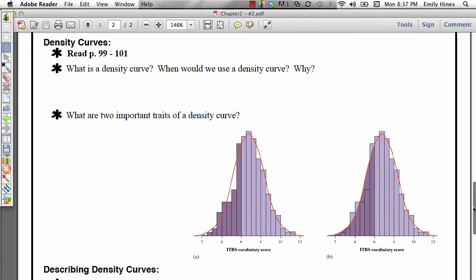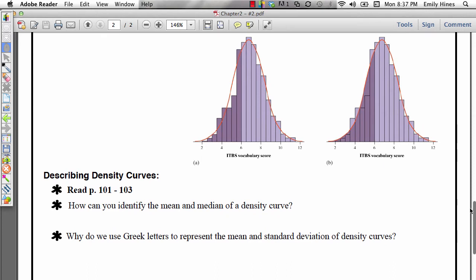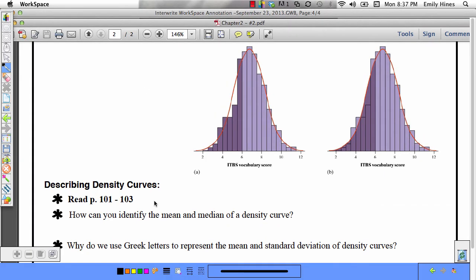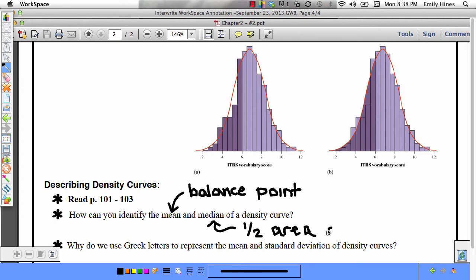So let's talk about how we describe density curves. The way to identify the mean and the median of a density curve is to look for very specific points. The mean is what we call the balance point. And we talked about this a little bit in the last chapter, but if I wanted to balance the density curve on one point like a seesaw, where would that point need to be? Okay, the median is the halfway point. I want half the area on one side of the median and half the area on the other.